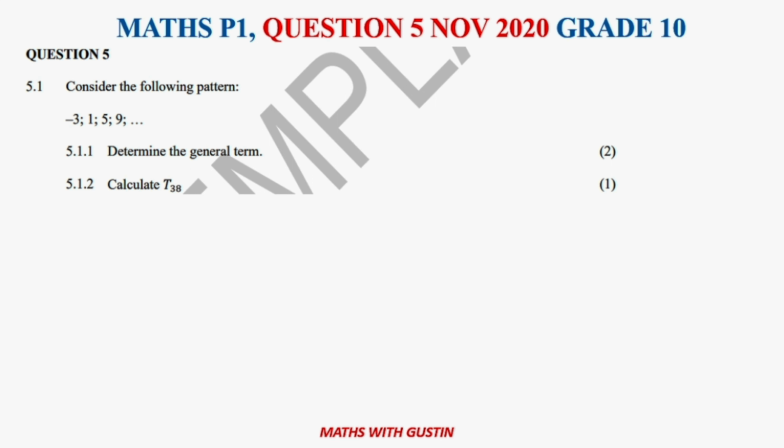All right, okay, great stuff. So let's have a look at this question. It only has one question here. We've got 5.1, which is divided into two questions, 5.1.1 and 5.1.2.